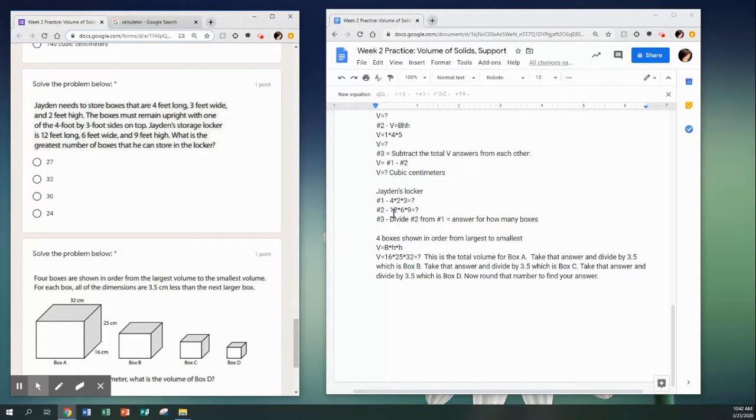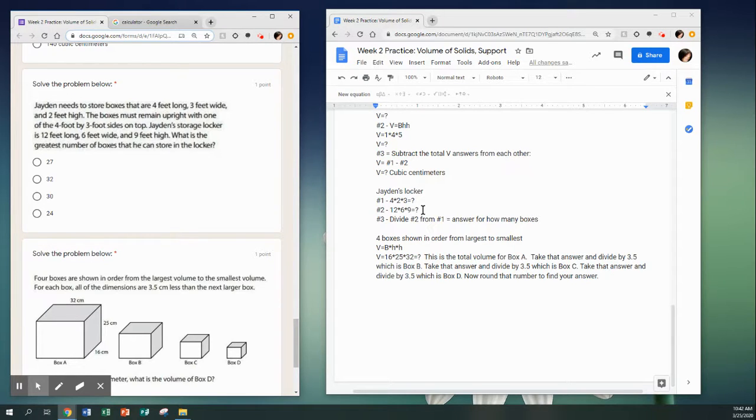And then I wrote the dimensions right underneath that for his storage locker, which is 12 feet long, 6 feet wide, 9 feet high. So it's 12 times 6 times 9. And I got that answer.